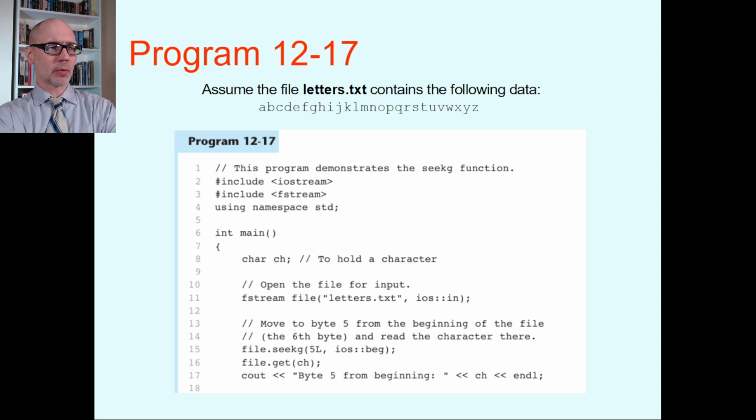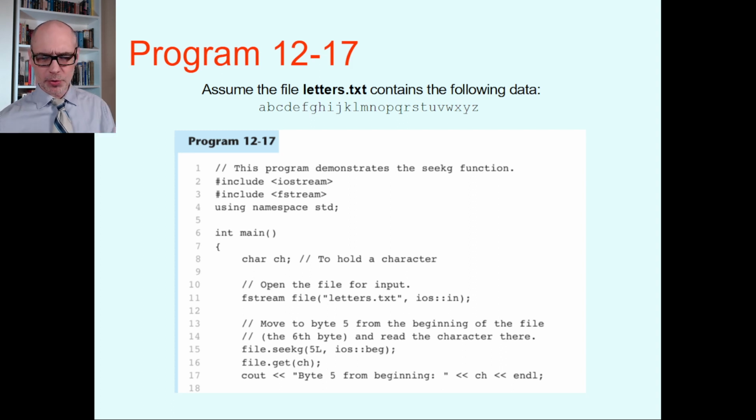So this is program 12-17 in the book, and it's going to be doing some random access file handling with seekg, I believe. For the purpose of this example, we're going to assume that we have a file called letters.txt. You can see down on line 11, that's what's getting opened up here. The example that comes with the book, letters.txt, is literally just the 26 letters of the alphabet. So it's just A, B, C, D, E, up through X, Y, Z. That's the contents of letters.txt.